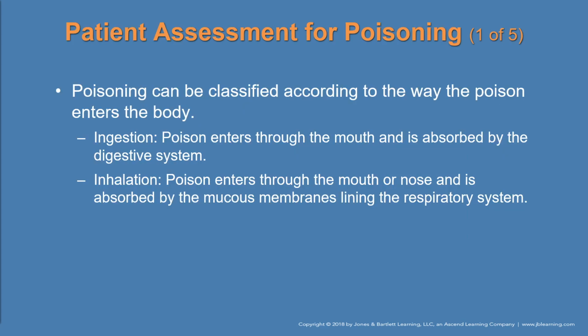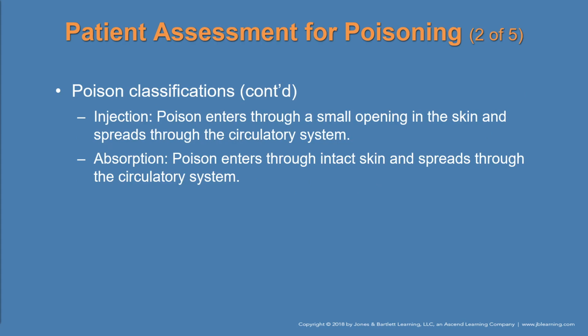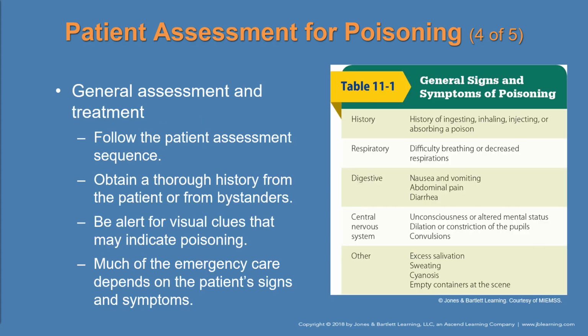So poisoning can be classified according to the way the poison enters the body. Ingestion occurs when it enters through the mouth and is absorbed by the digestive system. Inhalation is obviously through the mouth and nose and absorbed by the respiratory tract. Injection occurs when a small opening in the skin and it spreads into the circulatory system through the tissues or directly into the circulatory system. And absorption occurs when it contacts the skin and is absorbed through the skin into the circulatory system. Even though poisons can be introduced into the body by different routes, a lot of them have the same effects on the body. So you may find a lot of overlap here.